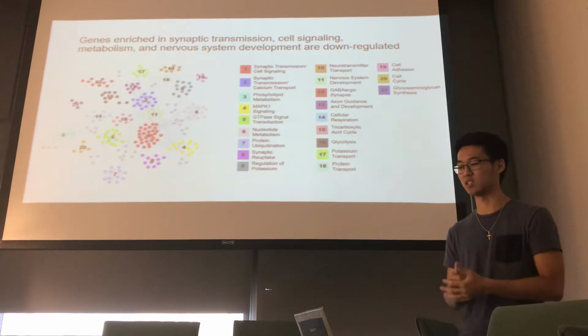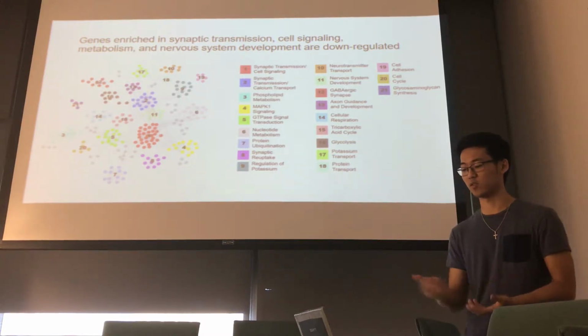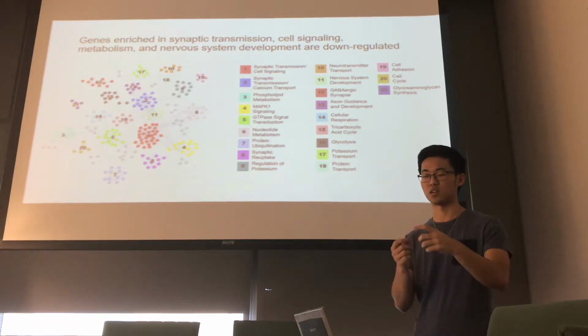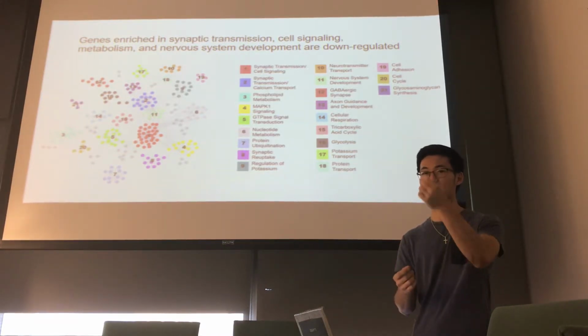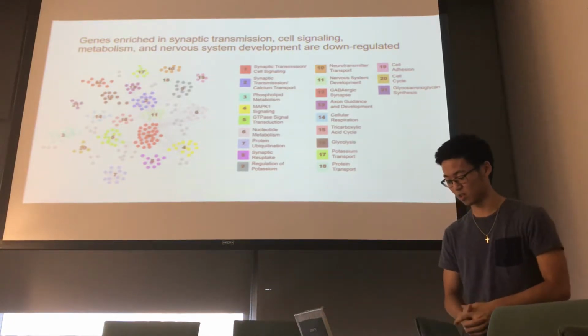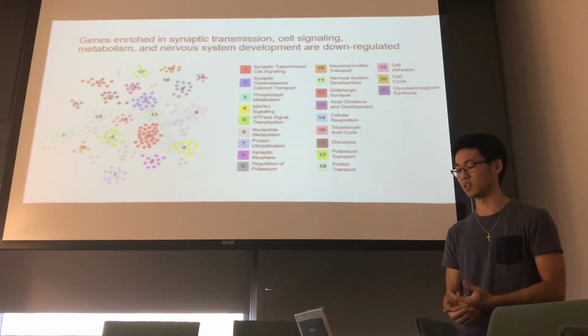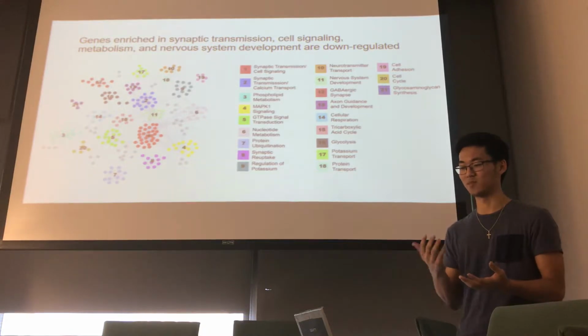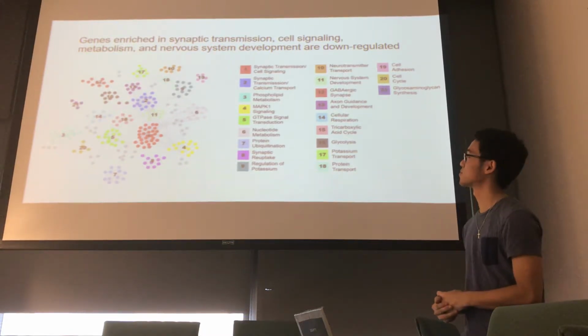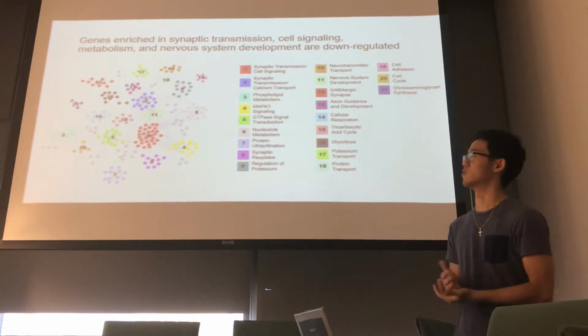Because Huntington's disease is a neurodegenerative disease. So, for example, dysregulation in synaptic transmission could dysregulate the nerve signals that are transmitted between the axons, and similarly for cell signaling, and nervous system development, because, as I said, Huntington's disease causes the death of neurons. It could inhibit development of the nervous system.